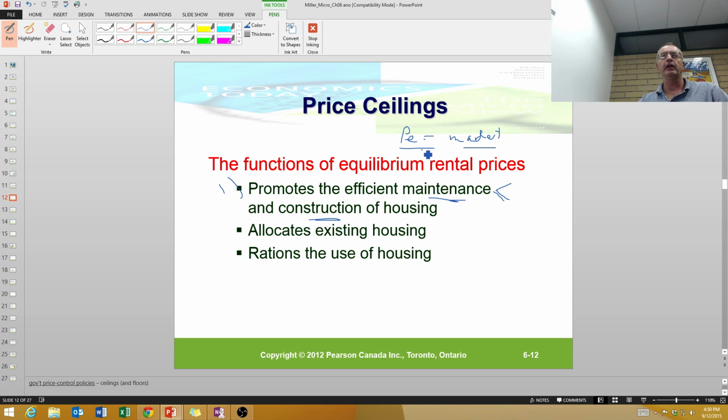The free market price encourages potential landlords and existing landlords to construct new rental accommodation. And then it also rations the availability of rental accommodation to the parties willing to pay the most. It allocates the supply to the highest value users. I mean, that's the market principle.